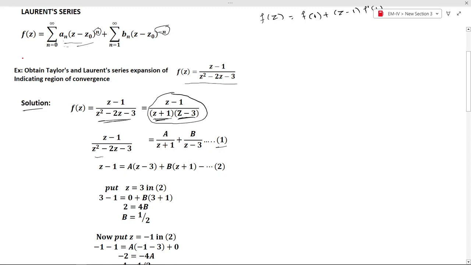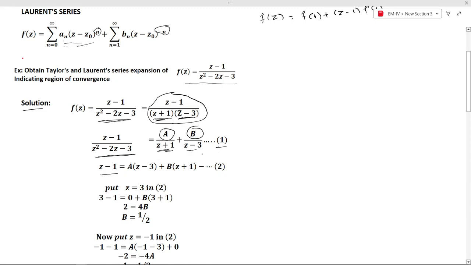Now multiply on both sides by this term. Factors of this term are z plus 1 and z minus 3. When we multiply, on the LHS we will get z minus 1 is equal to a into z minus 3 plus b into z plus 1. Call it equation number 2. When we multiply, the factor that is here will cancel and the other factor will be multiplied. Now we'll find out the values of these unknown constants a and b.